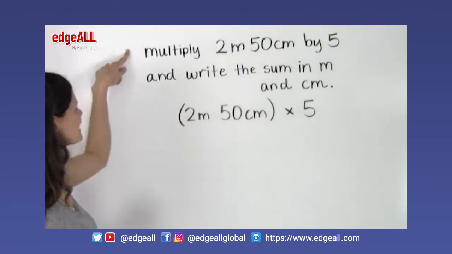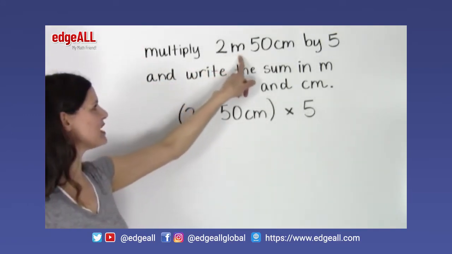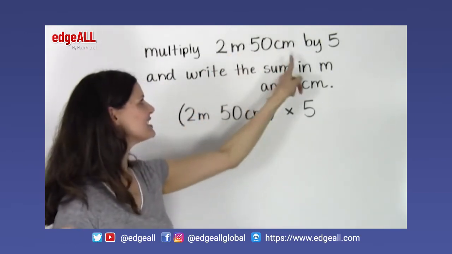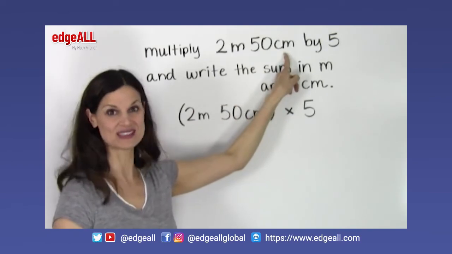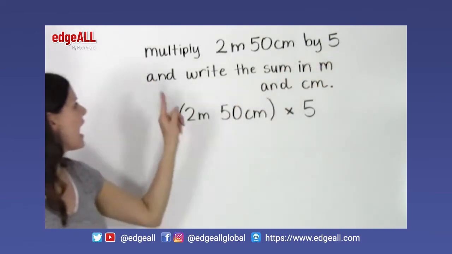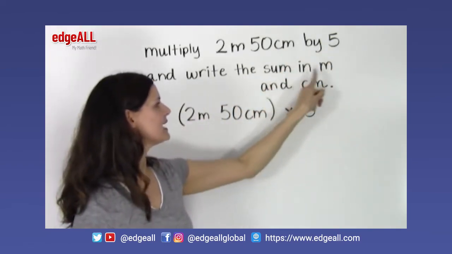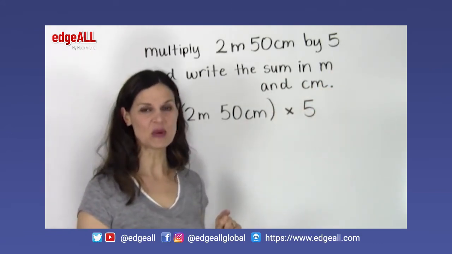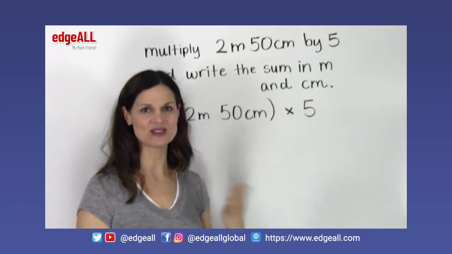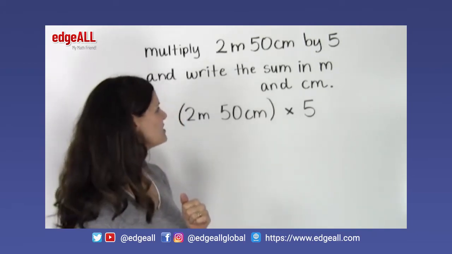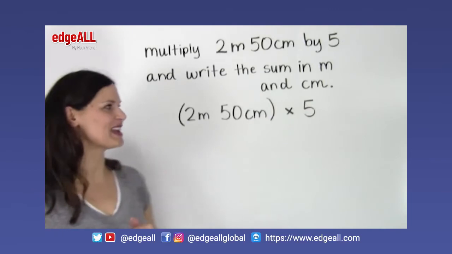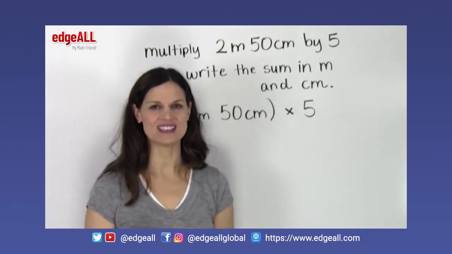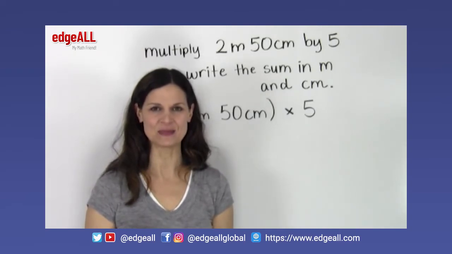So we are asked to multiply 2 meters 50 centimeters. So we've got a mix of units here, meters and centimeters, by 5, and write the sum in meters and centimeters. So we need to report our answer in meters and centimeters as well. If you remember the property of distribution, you'll remember how to do what we're going to do here in order to work out this problem.